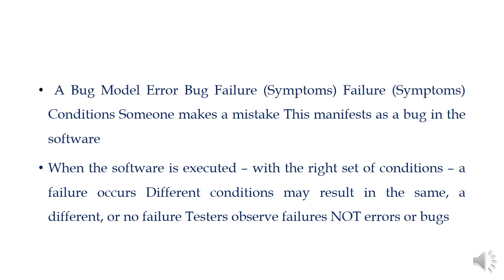See the bug model: error, bug, failure, symptoms, conditions. Someone makes a mistake, and this manifests as a bug in the software. When the software is executed with the right set of conditions, a failure occurs. Different conditions may result in the same, a different, or no failure. The tester observes failures, not errors. So keep in mind, a failure is not an error or bug.